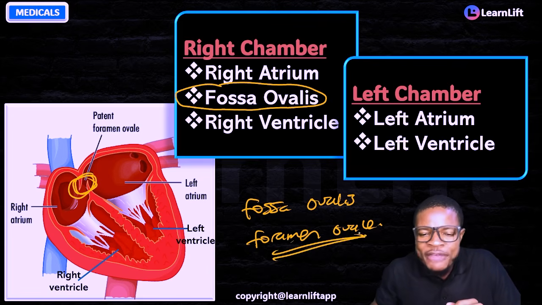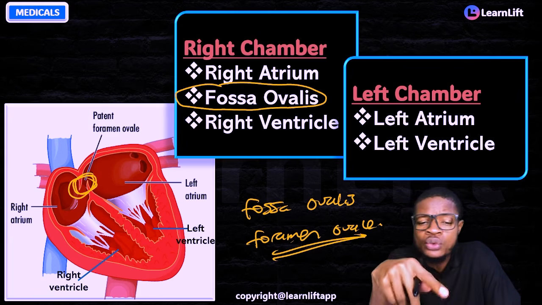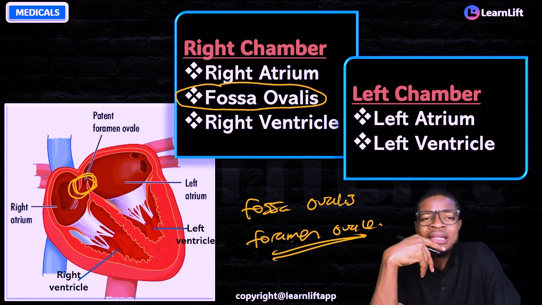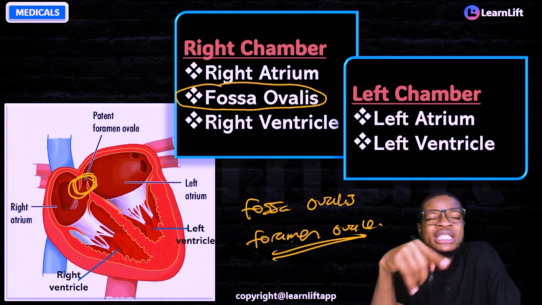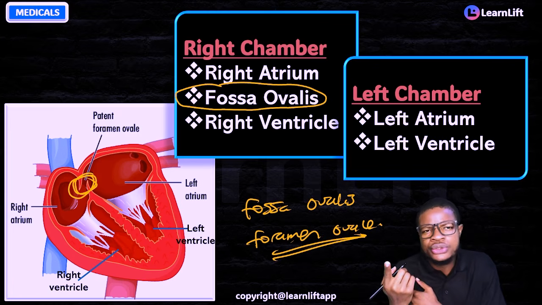In a developing fetus, not a newborn baby, there is a foramen ovale. Now, what does the foramen ovale do? The foramen ovale helps to bypass the blood that should go to the lungs.